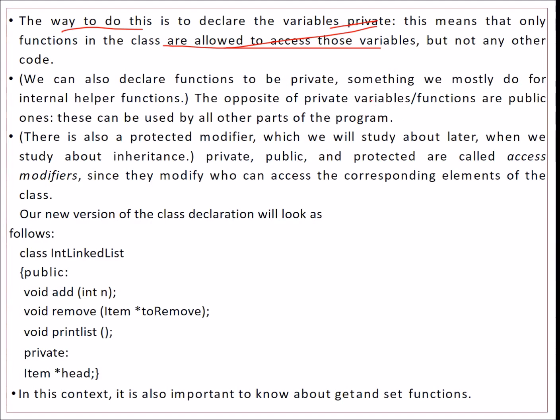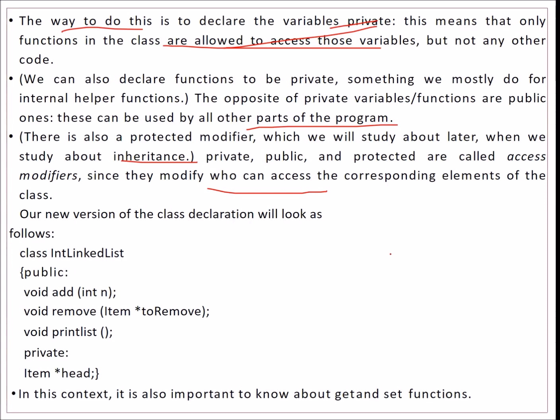The opposite of private is public, and these can be used by all other parts of the program. Then we have protected, which is in between, and it is actually related to inheritance. So private, public, and protected are called access modifiers, since they modify who is going to access the corresponding element of the class.